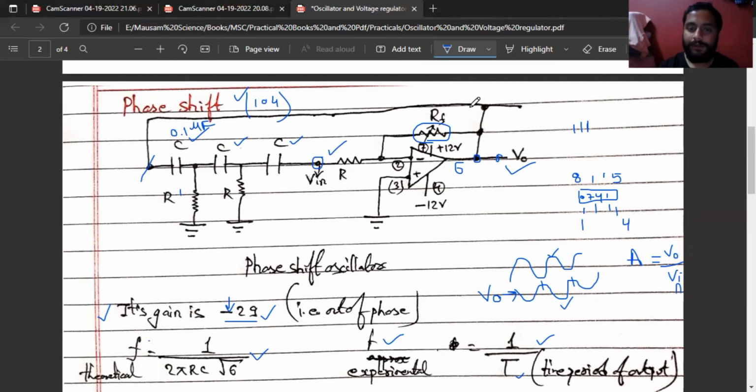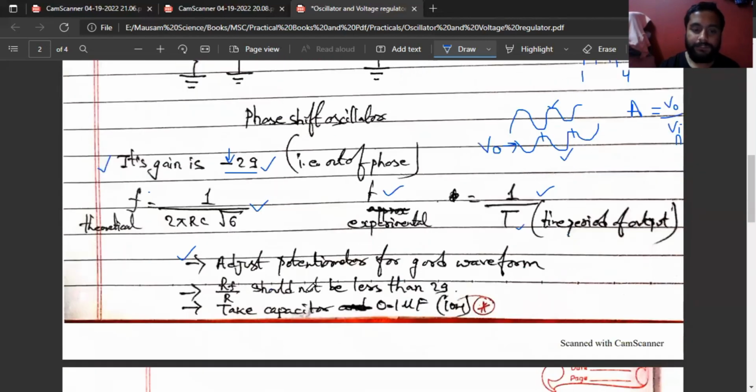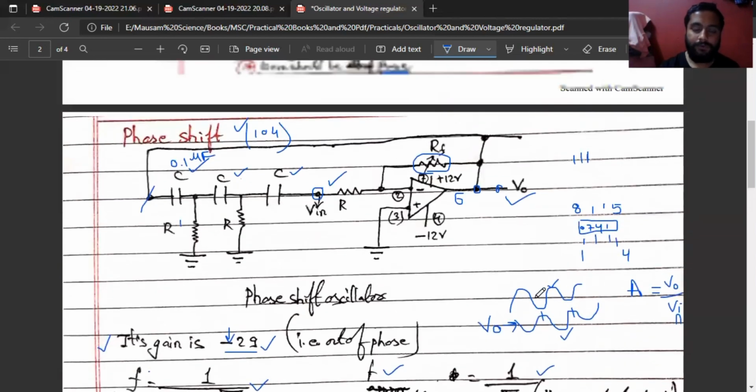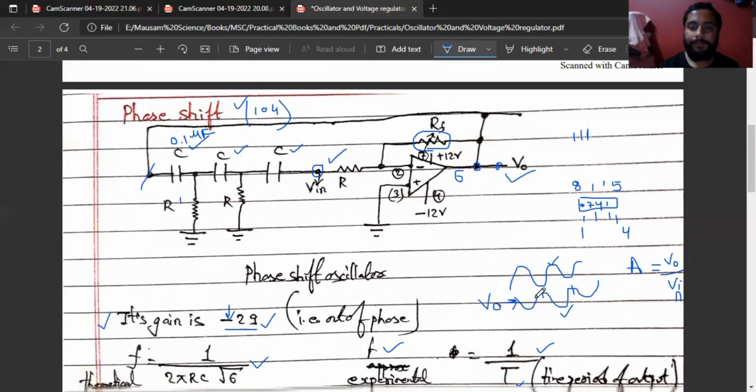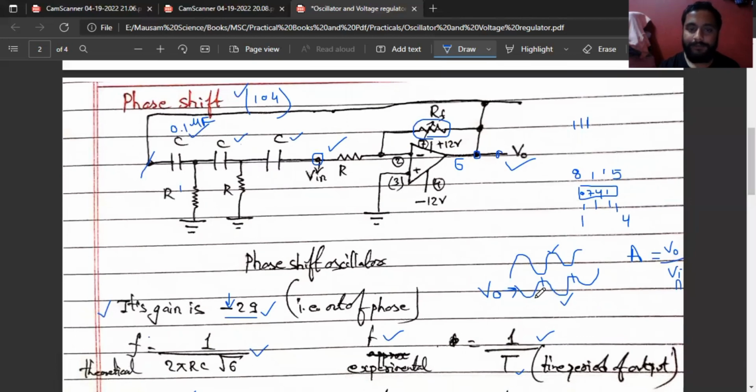Suppose if you give here 100, we can keep here 1, 2.2, 3.3, because if we divide, we get a value more than 29. So it is a thing to be understood. And take a capacitor of 0.1 microfarad, code 104. It gives a very good result. Up to here, by saying this much, I would like to end my few words regarding the phase shift oscillator.